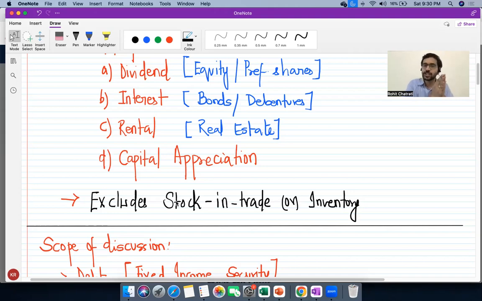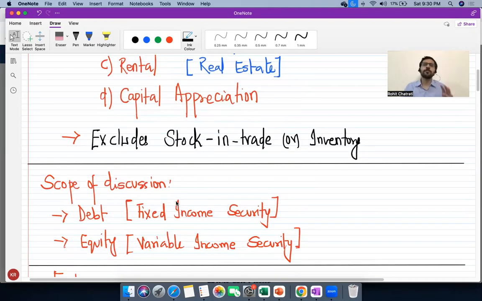It is going to be treated as stock in trade, and therefore that will form part of AS2, and it's going to be out of scope for AS13. Now, in this chapter, the scope of discussion is predominantly on debt instruments and equity instruments. We're not really going to discuss investment properties, that is land and building as an investment. Our predominant discussion is going to be in the form of debt and equity.